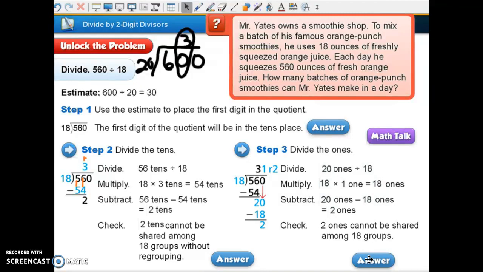So we're going to divide 20 ones by 18. Then we're going to take 20 ones minus 18 ones, which leaves us 2 ones. Check. 2 ones cannot be shared among 18 groups, and we don't have any other numbers to bring down. Now it looks like you might have quite a bit of writing to do, so if you do, pause this and be sure you understand with your partner what's going on.